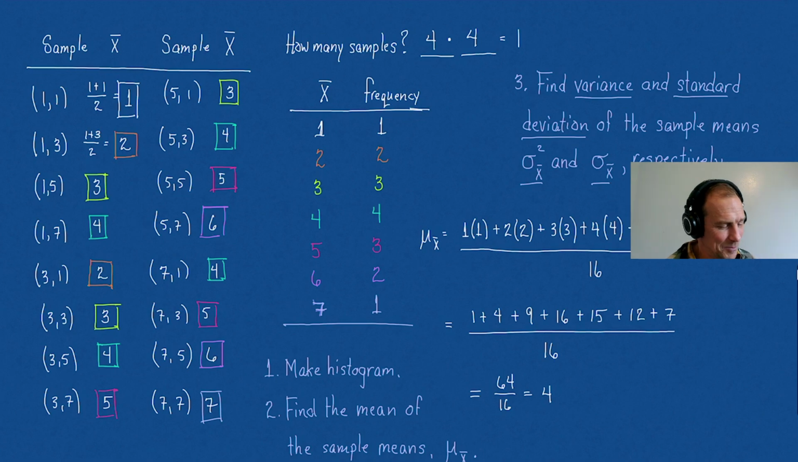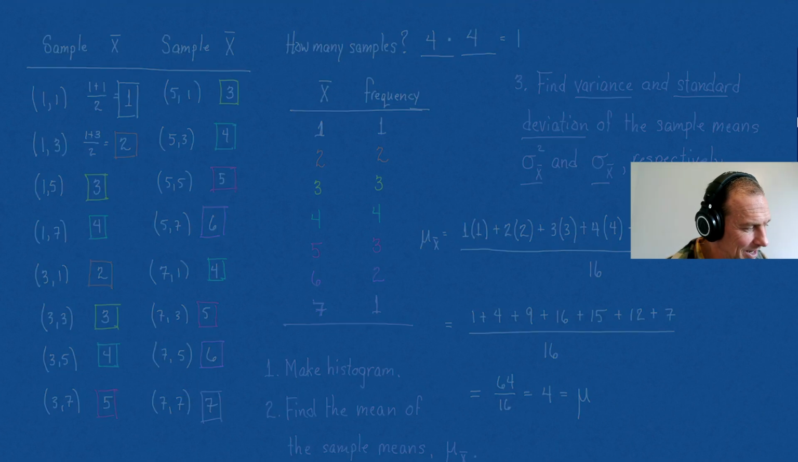That's one of the beauties of the central limit theorem. So in other words, when I get a 4 from the mean of the sample means, that is exactly the same as the mean of the original population. That was step 2. Step 3, well, you can see what's going to happen on step 3. We need another page. So let's go to our next page.